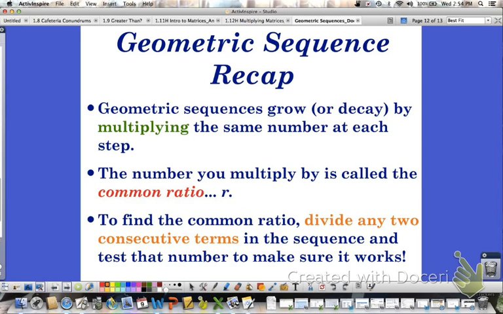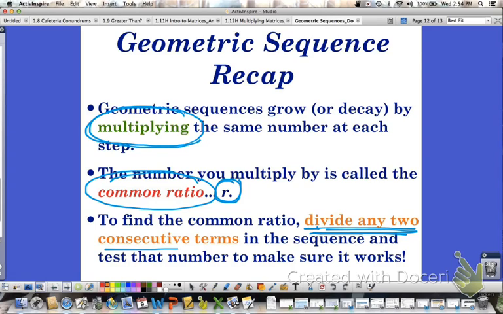So just to recap, this is what we went over in this video. Geometric sequences are generated by multiplication. You multiply the same number to go from step to step. The number that you multiply by is called the common ratio. It's often referred to by the letter R. And in order to find the common ratio, you divide any 2 consecutive terms, that's any 2 numbers right next to each other in the sequence, and then test that number to make sure it works.